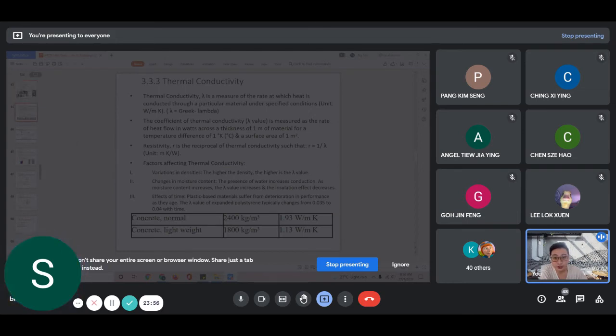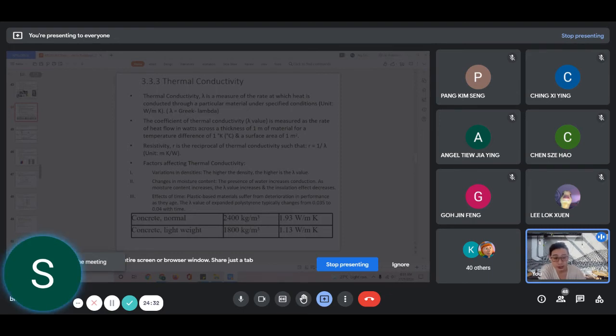Okay, so to understand the rate at which heat is conducted through a particular material, we have this thermal conductivity, and we call this symbol lambda. The unit is watt per meter K. Then we have another thing, resistivity R. This is just the inverse of this thermal conductivity.